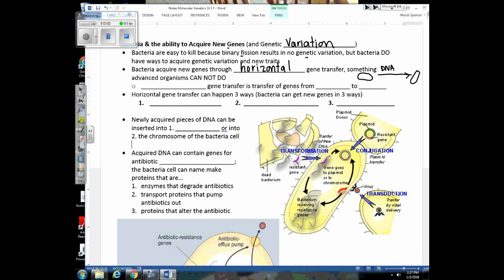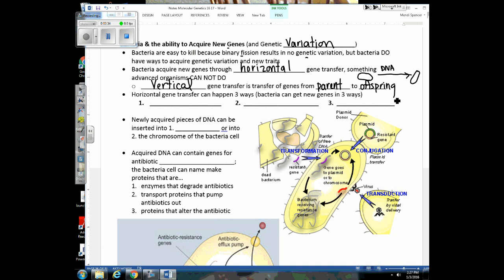In contrast, vertical gene transfer occurs when genes are passed from parent to offspring. So bacteria cells, they do both. They have vertical gene transfer whenever the parent bacteria splits into two offspring, but they also can have horizontal. So two members of the same generation can pass genetic information from one to the other.